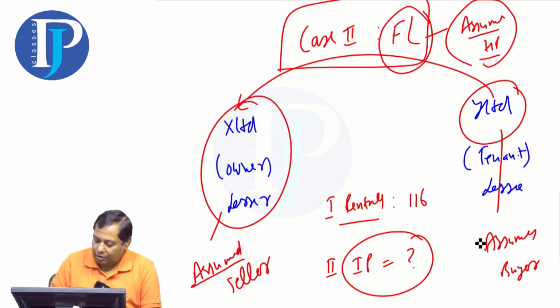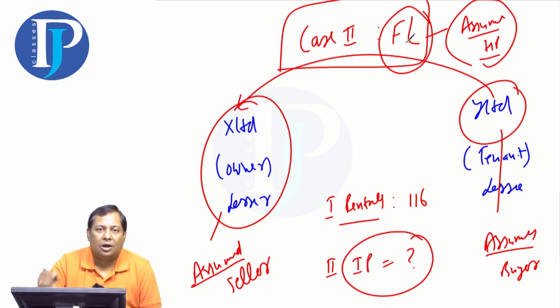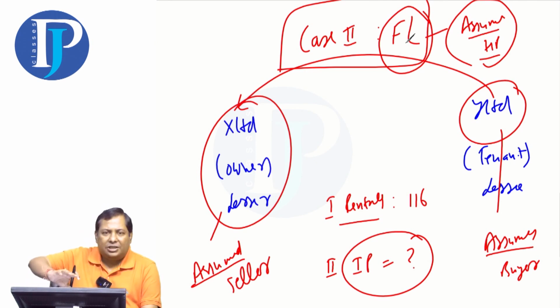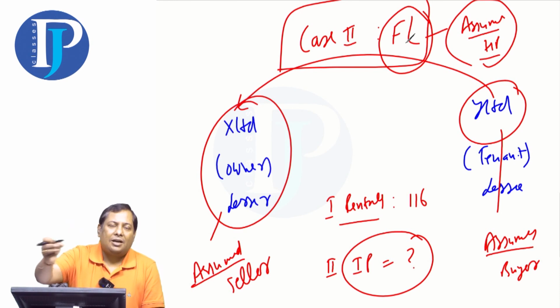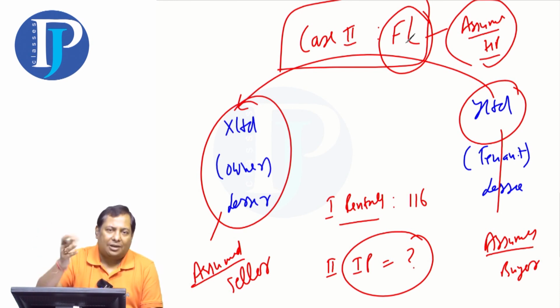Why the word assumed? Because Ind AS 116 says that you are misleading us. You had a hire purchase agreement. There are some clauses in the lease that indicate you are not going to rent it, but your intention is to sell the property. Okay, students?